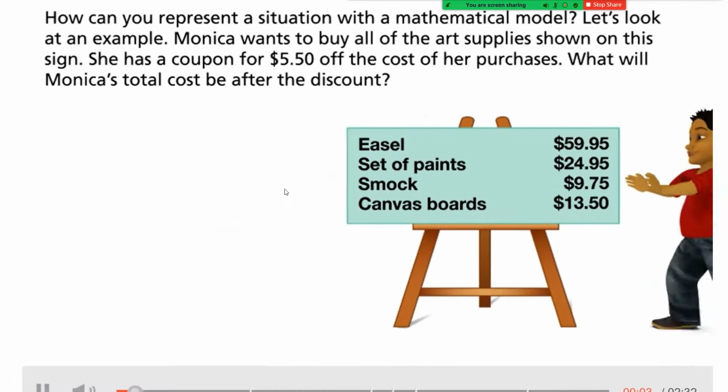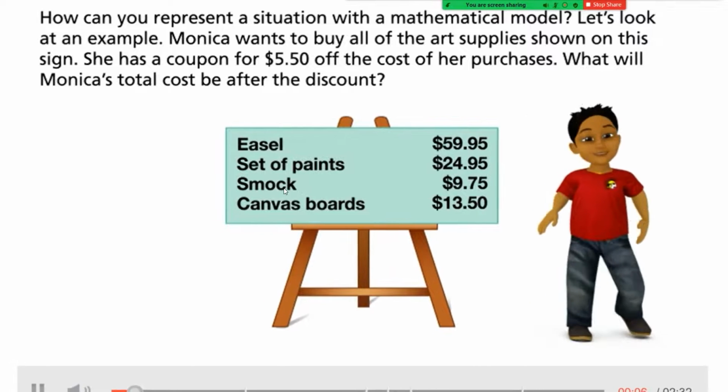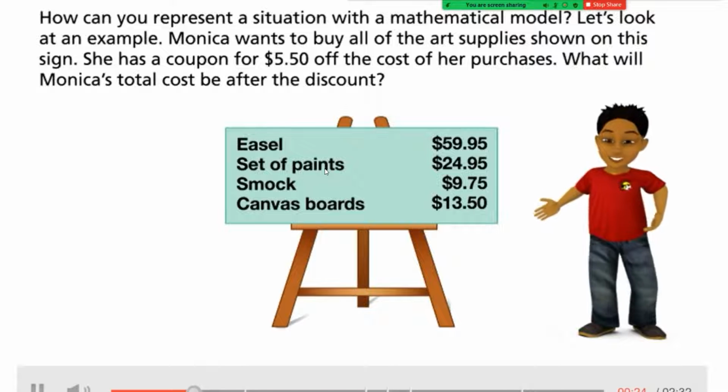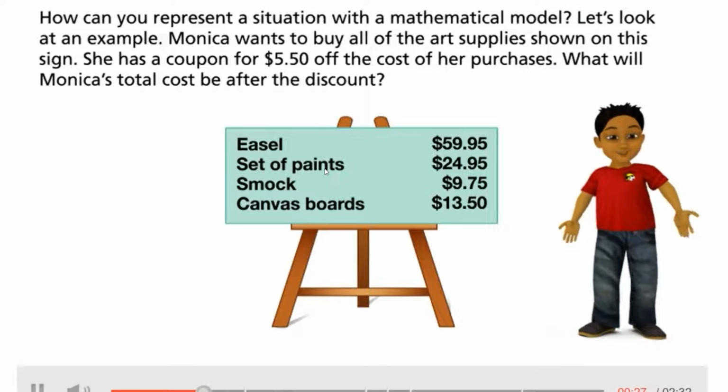How can you represent a situation with a mathematical model? Let's look at an example. Monica wants to buy all of the art supplies shown on this sign. She has a coupon for $5.50 off the cost of her purchases. What will Monica's total cost be after the discount? Model with math means you apply math you have learned to solve problems.